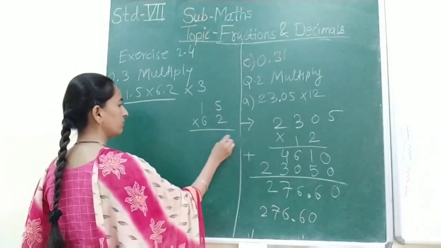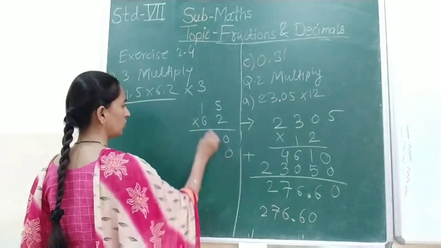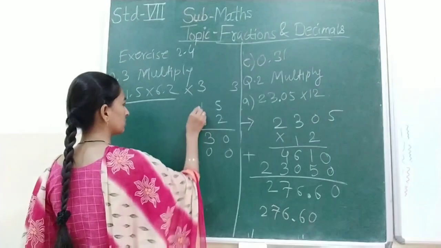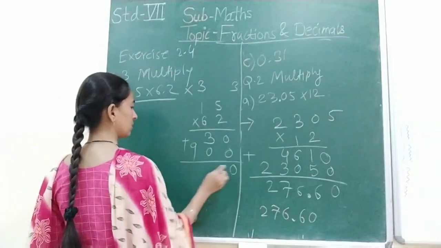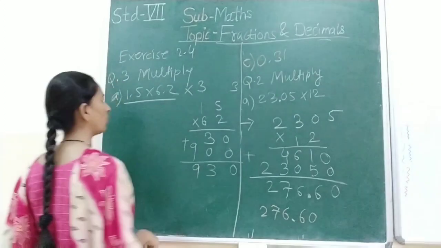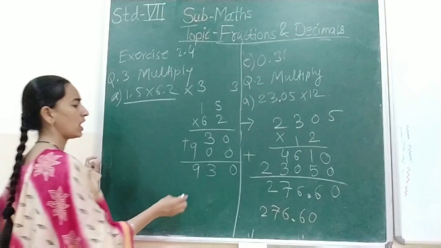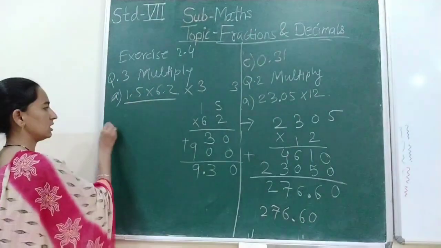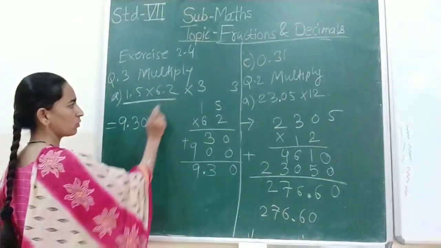2 5s are 10. 1 will be carry over. 2 1s are 2 plus 1, 3. Gives 0. 6 5s are 30. 3 will be carry over. 6 1s are 6 plus 3, 9. Take the addition. Now, how many digits after decimal? 1 2. So add 1 plus 1, 2. So answer for this is 9.30. Answer for only these two.